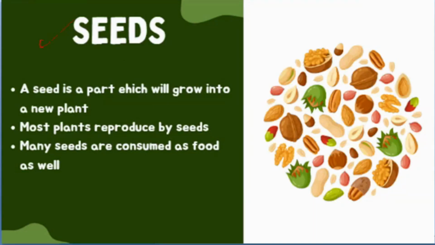The next part is seeds. We get seeds from the fruits and seeds are the part that grow into new plant. So new plants are grown from the seeds. Some seeds are consumed as food as well. Do you eat almonds? Do you eat nuts like groundnut, pistachio, cashew? These all are seeds. Sunflower seed and pumpkin seeds are also eaten.